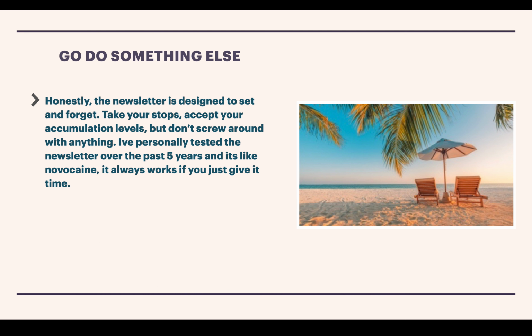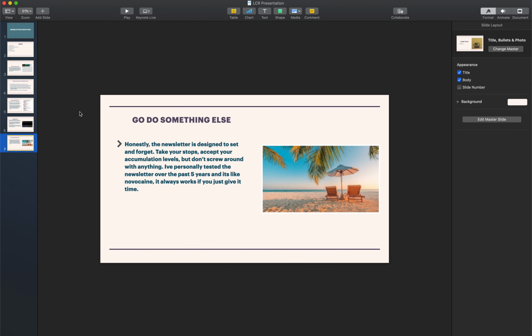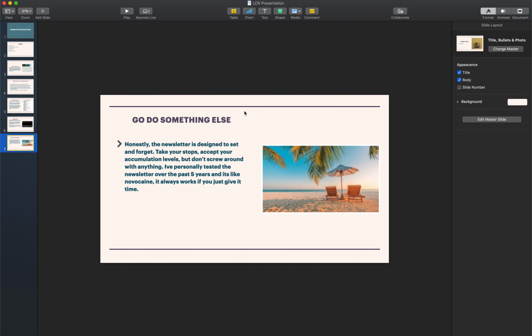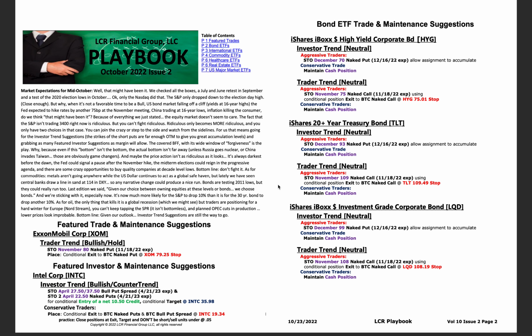Okay? So from here, we're going to jump out of this and jump over to here. Oh, where'd it go? Oh, here we go. So from here, we're just going to go through a little bit of the newsletter itself, looking at the October issue. We have the featured trade recommendations, the Exxon short put, and we also have the Intel BFF right there.